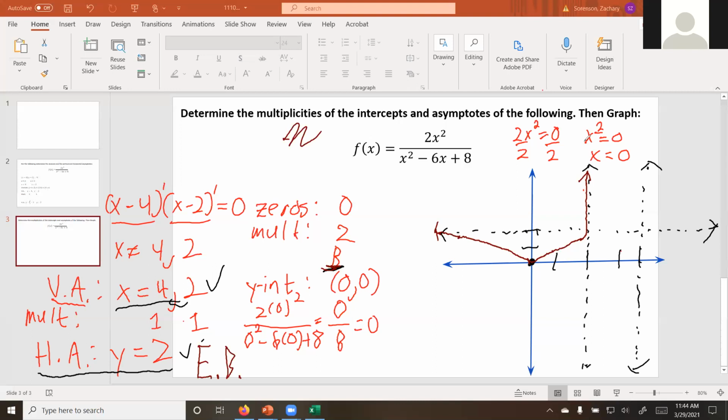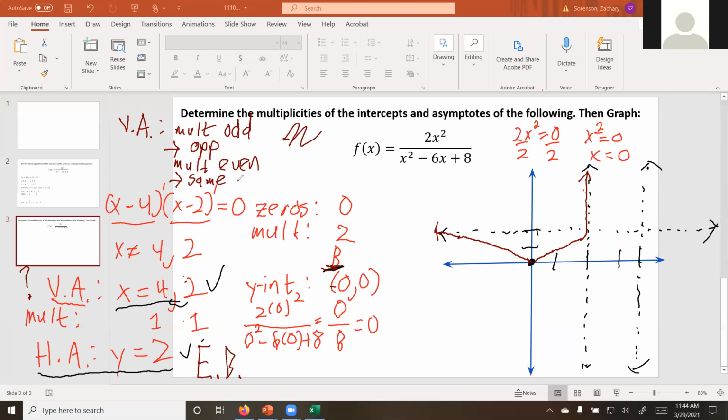Everyone good with the left side? Cool. So I do that. And now the question becomes, what do I do at my vertical asymptotes? So for vertical asymptotes, as you will see in the video, if my multiplicity is odd, that means I go on opposite sides of the asymptote. If the multiplicity is even, I go on the same side.